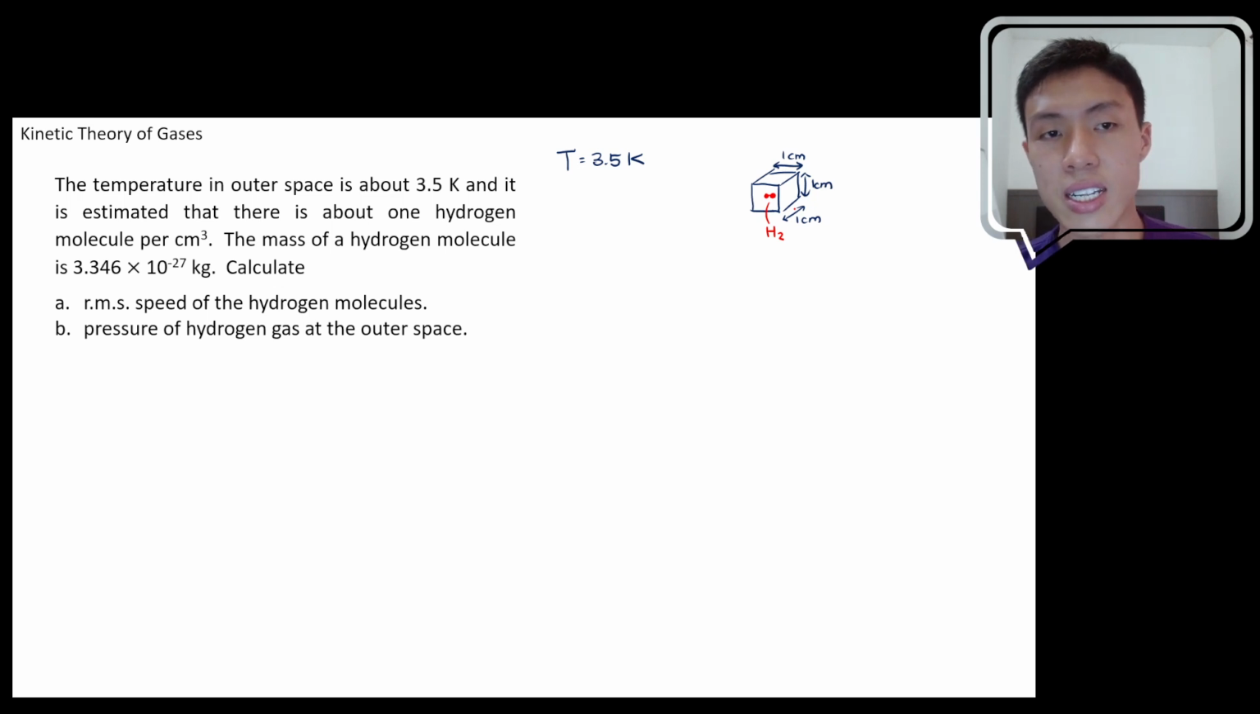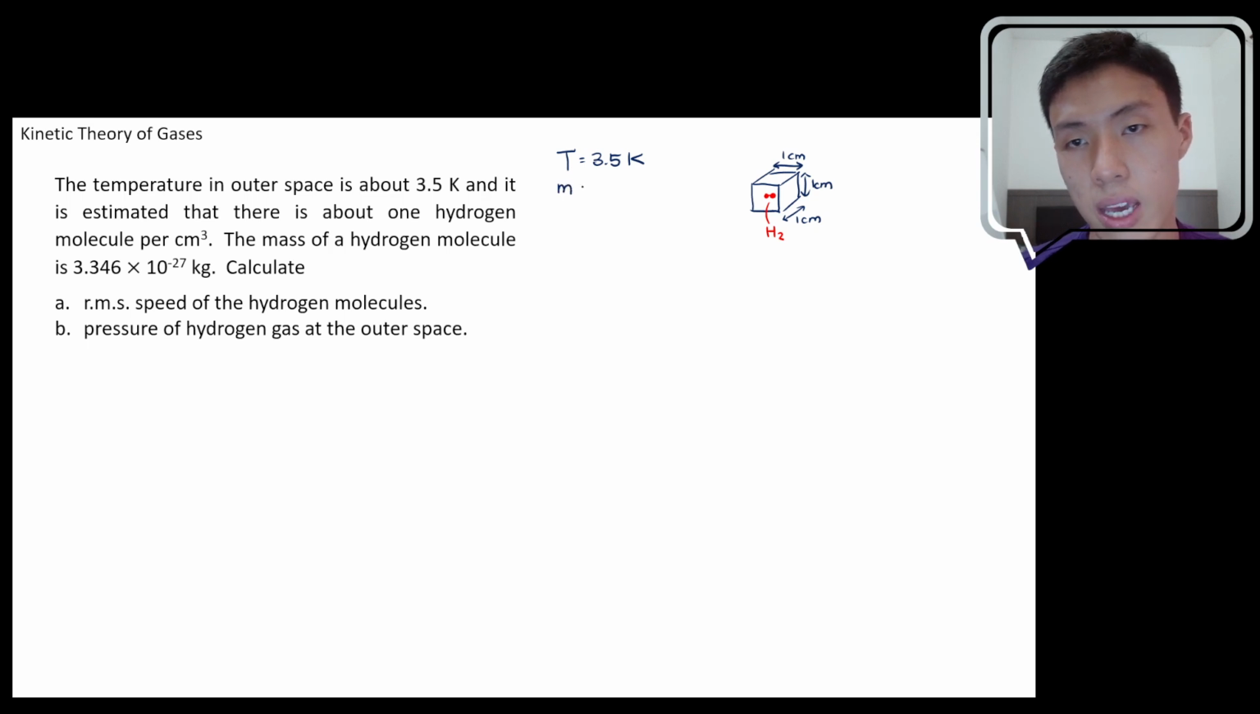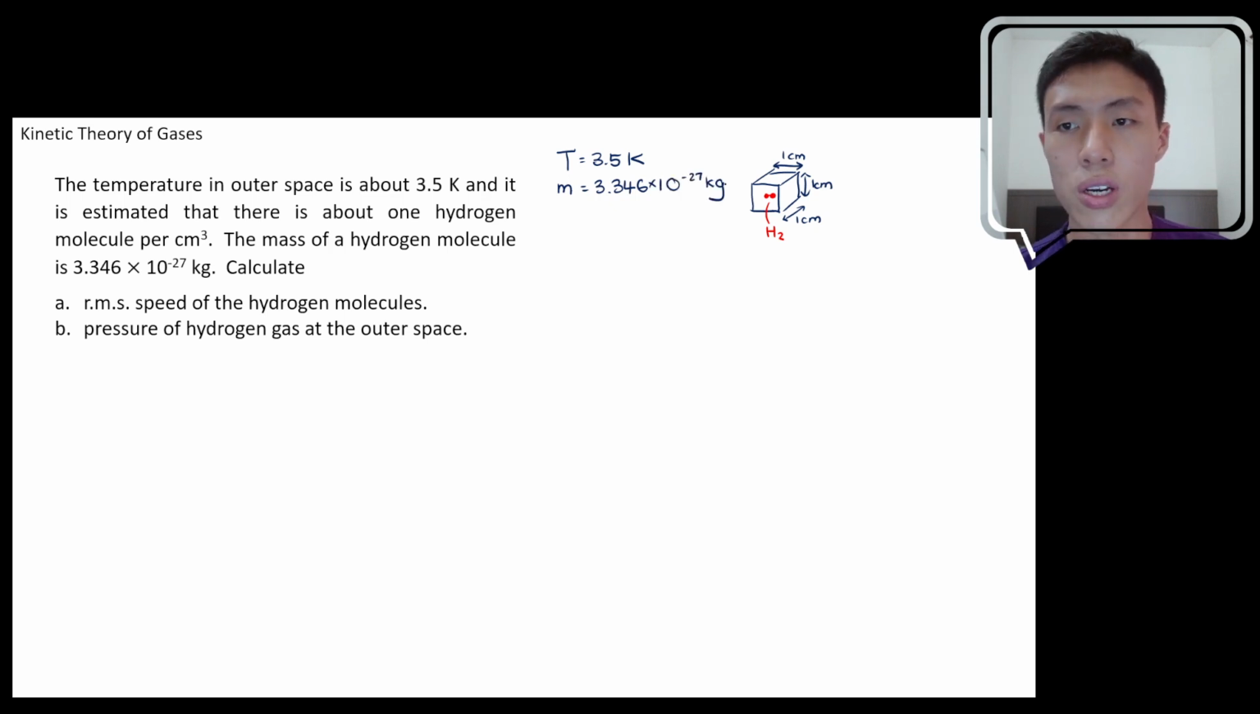Then they say that the mass of the hydrogen molecule is 3.346 times 10 to the power negative 27 kg. So this one is the mass of one single molecule. Mass of one single molecule, m, is equal to 3.346 times 10 to the power of negative 27. Okay, so you are given the temperature, you are given the mass of the hydrogen molecule, but some of you might have trouble interpreting this information here, which is 1 hydrogen molecule per cm cube. What does it actually mean?